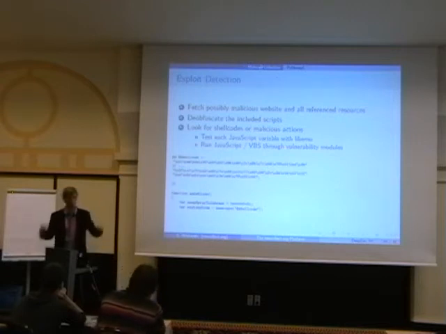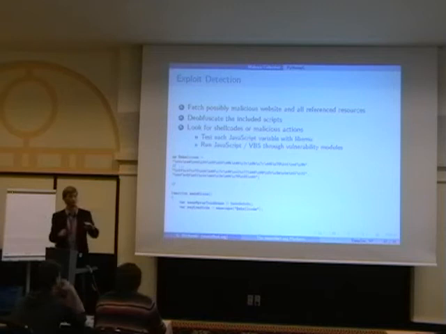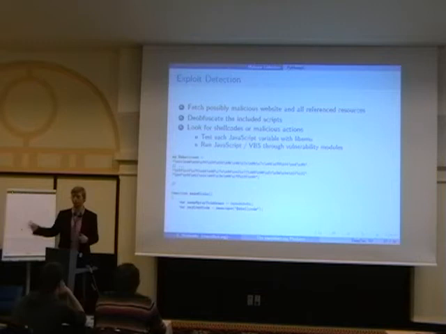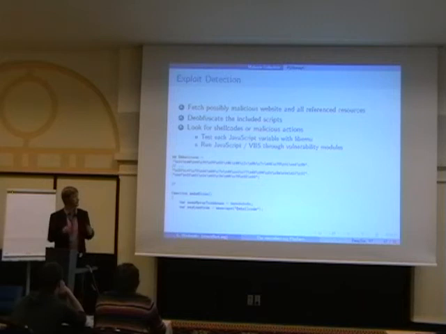So how does it work? We have a URL, we fetch the malware on all reference resources. We deobfuscate the included JavaScript, which is often several nested eval commands, for those of you who know JavaScript. Then we just run it through libemu, or look for certain cross-domain scripting vulnerabilities like in the old ages of Internet Explorer and something like that.